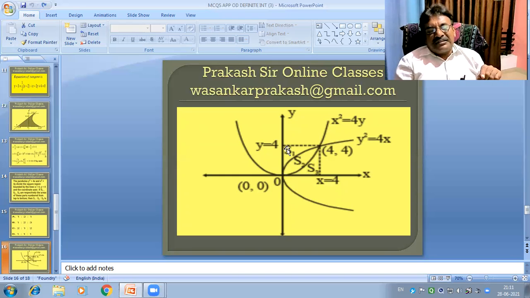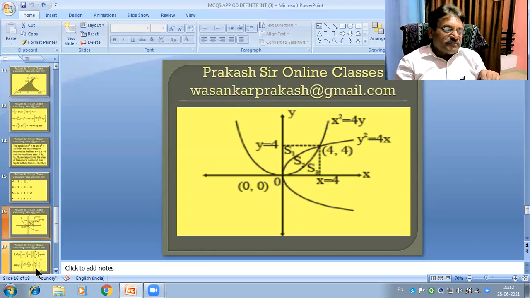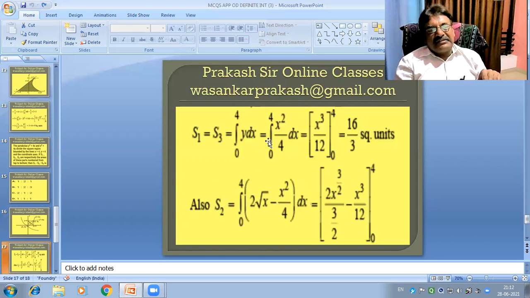So here S1 is equal to S3, and S3 is equal to the integration with lower limit 0, that is the equation of the y-axis, and upper limit x equals 4. So S1 equals S3, which is equal to the integration from 0 to 4 of y of this curve, that is x square by 4. So we write here the integration 0 to 4 of x square by 4 into dx.